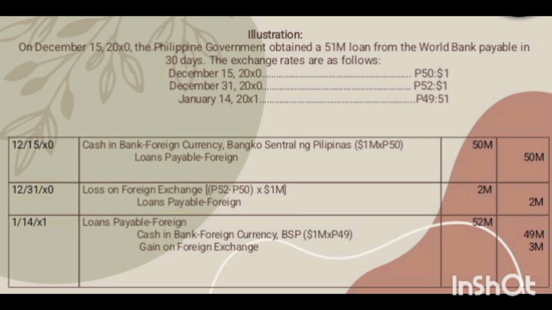On December 31, the government experienced a loss due to the peso weakening, causing the loan to increase in peso value from 50 million pesos to 52 million pesos, resulting in a 2 million loss. However, on January 14, as the peso strengthened, the loan value decreased to 49 million pesos, giving a 3 million gain. These examples show how exchange rate can directly impact financial obligations.